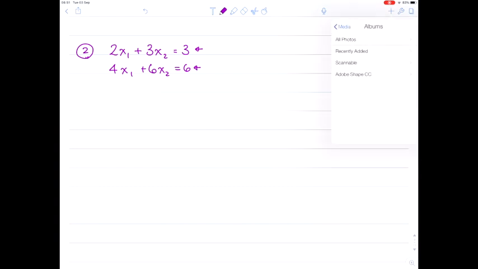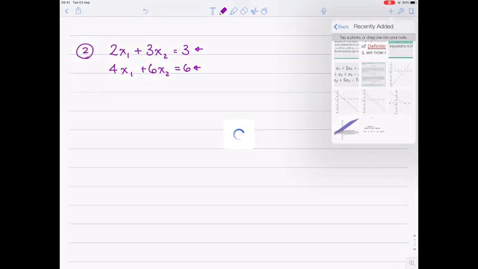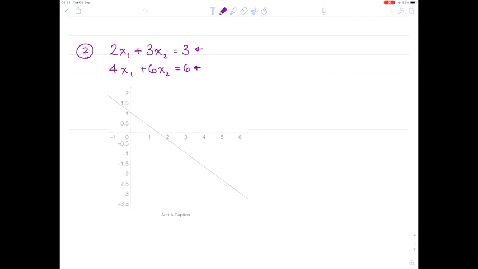So if you were to get a plotting program and plot this, you might get a bit of a surprise because it looks like there's only one equation. But in fact, these two equations model the same line. And you can see that if you divide the second equation by 2, you get the first equation. They really are just the same equation.